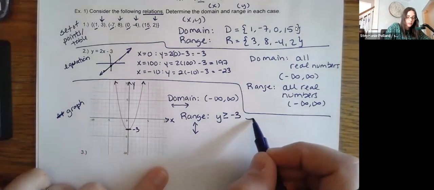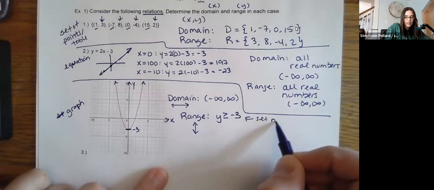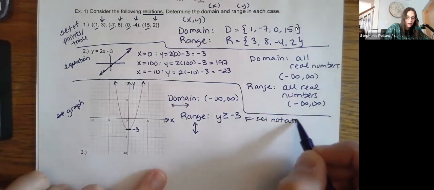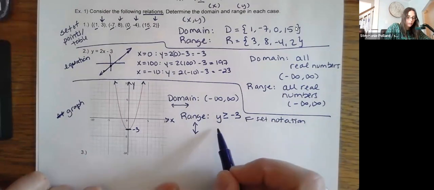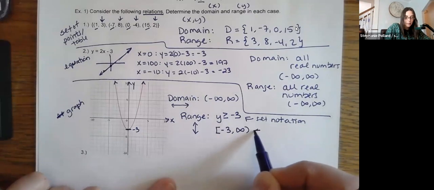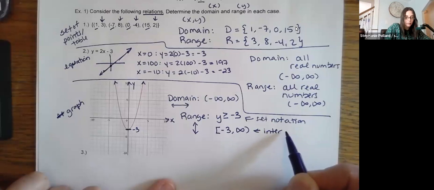This right here is a version of set notation. It's kind of a lazy version, doesn't have the full set symbols, but we see that often. Or in interval notation, it would look like this: [-3, infinity). And I'm going to take a second right now and talk about interval notation.